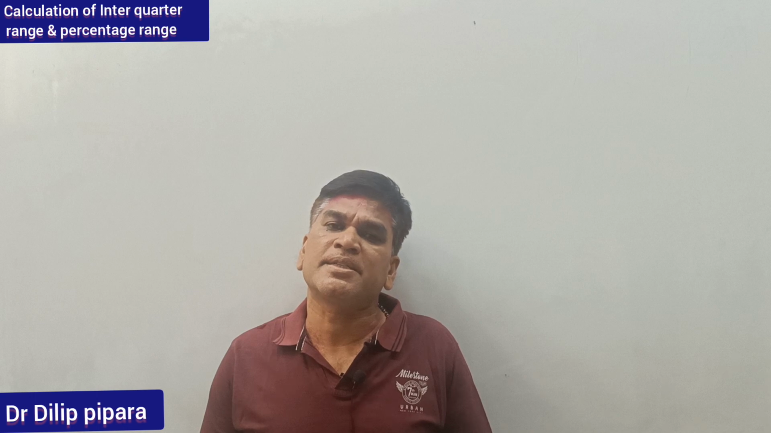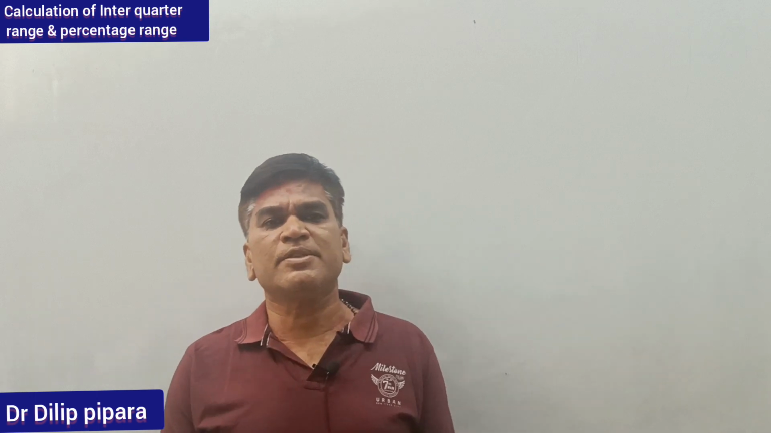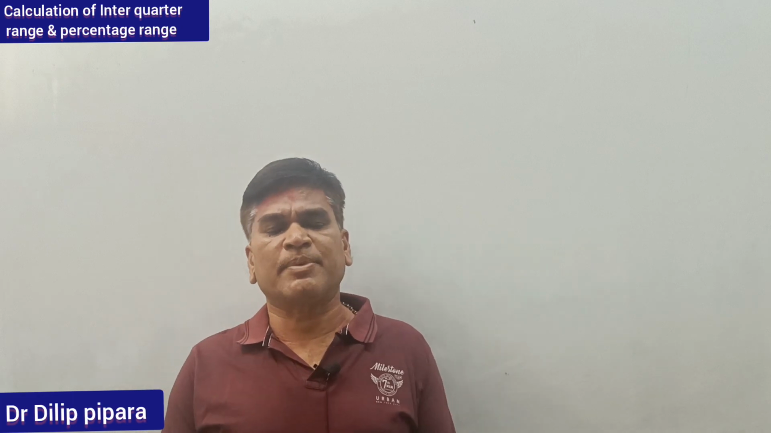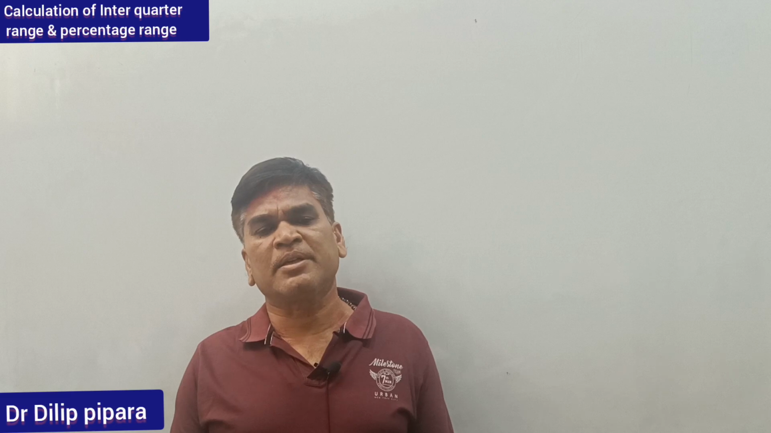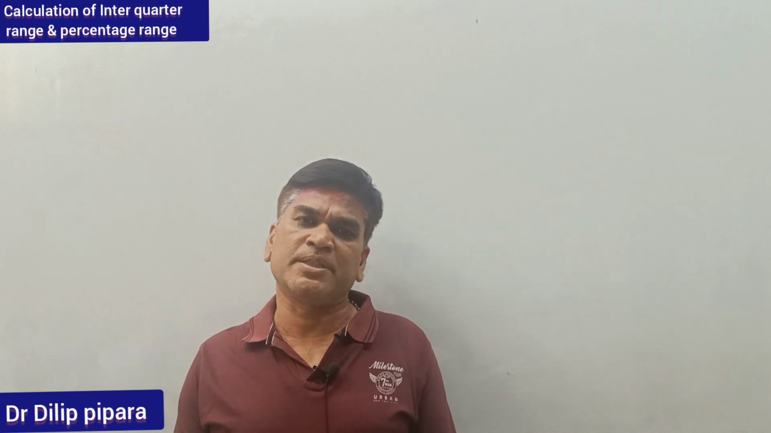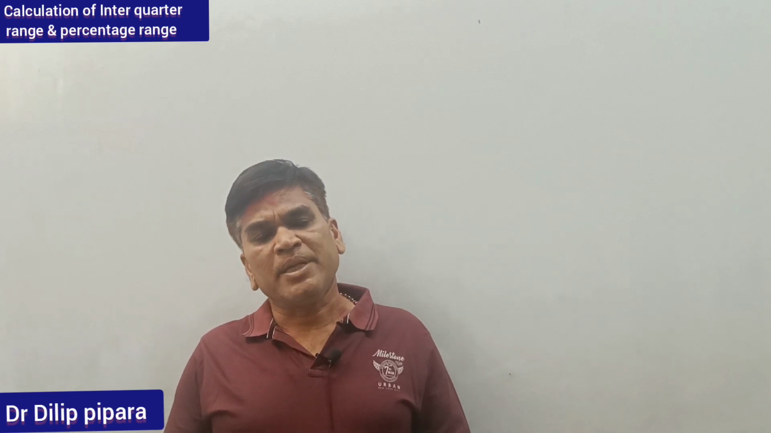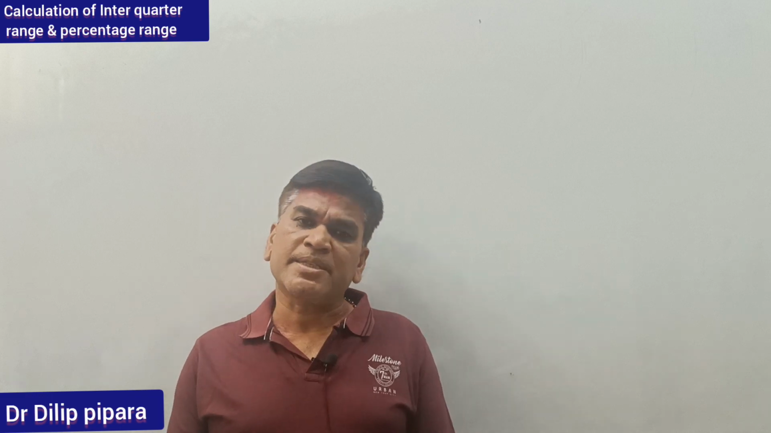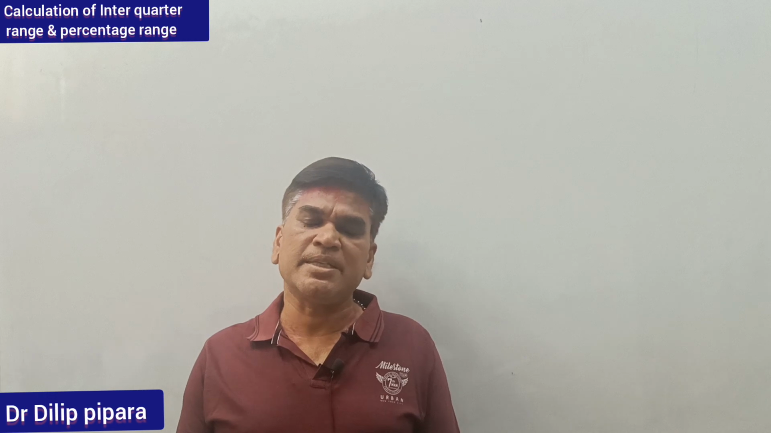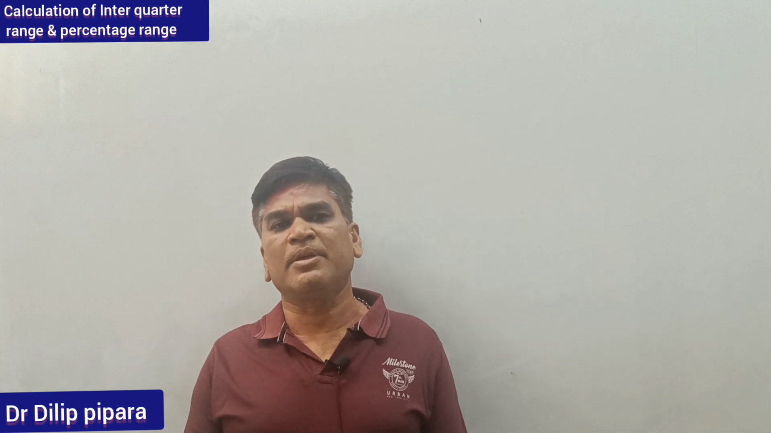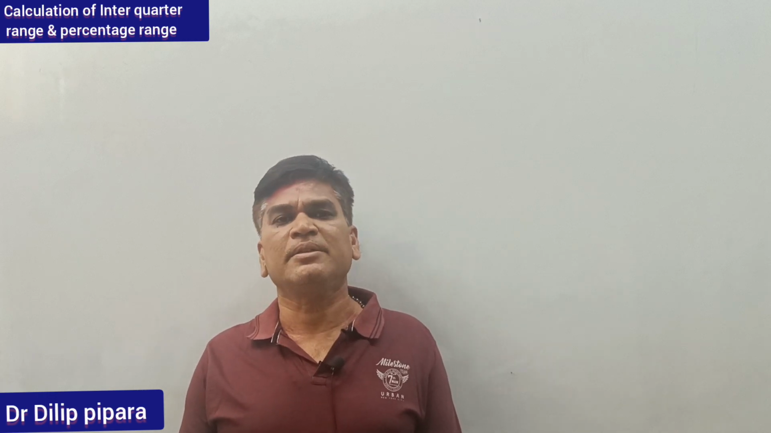In the last video, we calculated the range and discussed how to calculate it. We discussed that the range is the difference between the largest and smallest item, and the coefficient of range is a relative measure of dispersion. In today's video, we will discuss how to calculate the interquartile range and percentile range. It is also an extension of the range method.